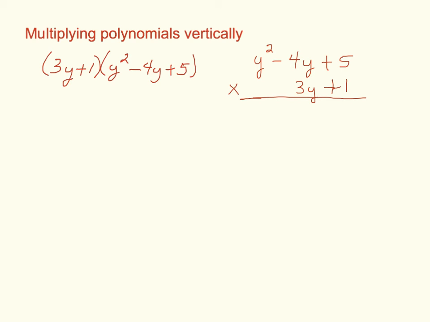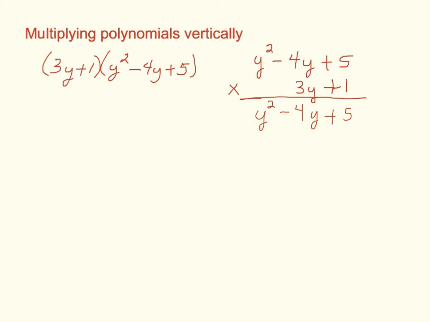So we're multiplying. You take the 1 and multiply it times 5. Then multiply the 1 times negative 4y. Then multiply the 1 times y. You're doing the same thing, you're just doing it vertically now. Okay, 1 times 5 is 5. 1 times negative 4y is negative 4y. And that 5 is positive. Positive 1 times y squared is y squared.